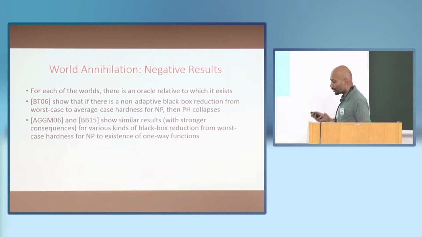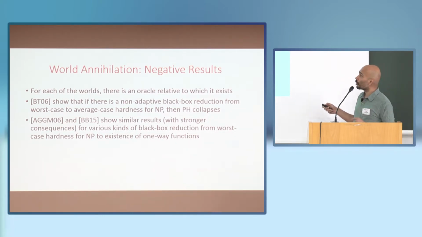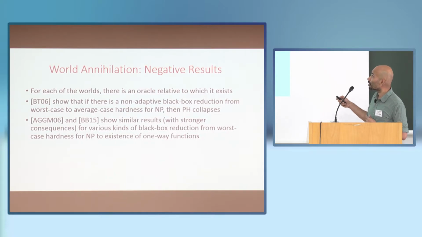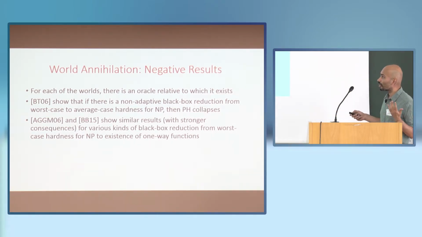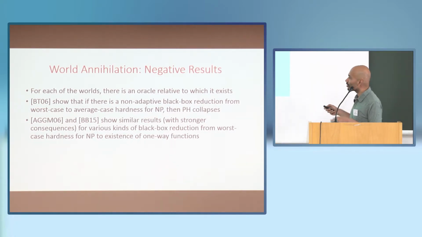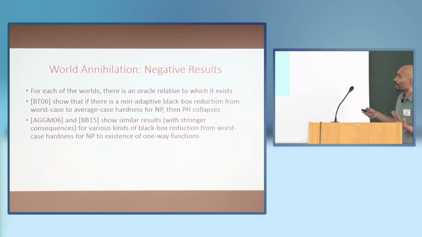So that's the question that I'm interested in here. This is, of course, something that's been studied before, and there are various results about it. For each of the worlds, in Impagliazzo's original paper, he gives an oracle relative to which each of those worlds exists. And then there are other kinds of results. Andrej and Luca show that if there's a non-adaptive worst-case to average-case reduction for NP, then the polynomial hierarchy collapses: coNP is in AM/poly. Similar results were shown by Akavia et al., and by Andrej and Chris for various kinds of black-box reductions from worst-case hardness to the existence of one-way functions. So we have negative results in black-box settings and relativized settings.